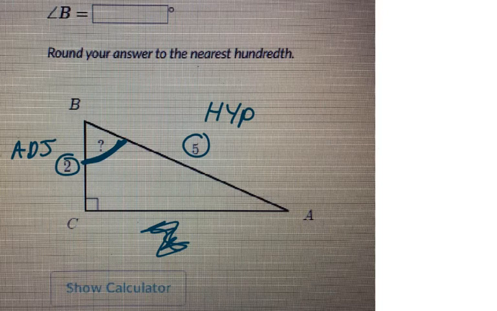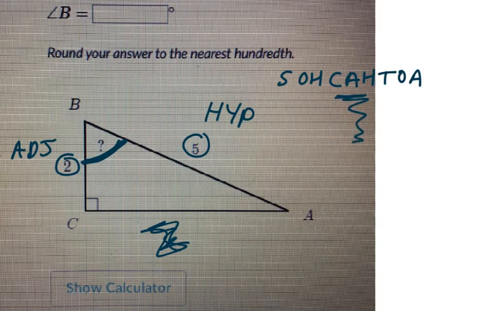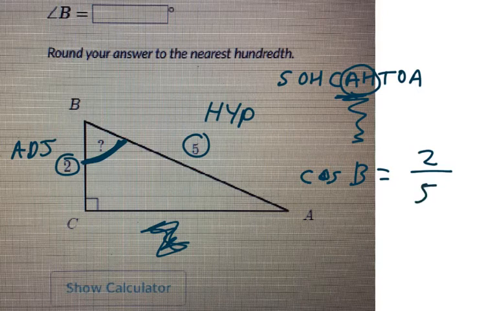Now remember, SOHCAHTOA goes, some old hippie caught another hippie tripping over apples. And what we have is cosine, right? We have adjacent and hypotenuse. So I know the cosine of my angle B, which I don't know yet, equals the adjacent, which is 2, over the hypotenuse, which is 5.